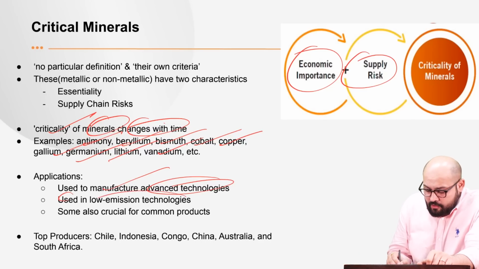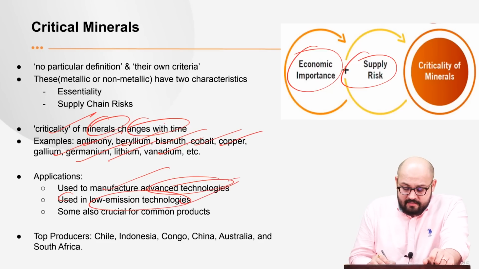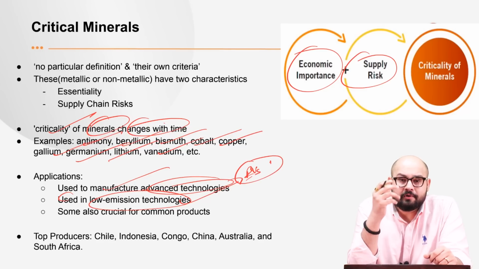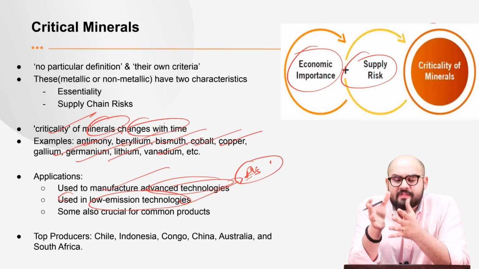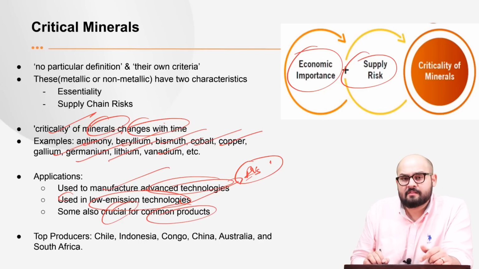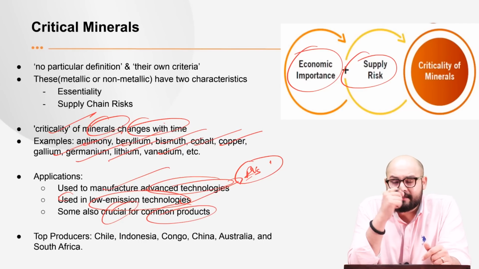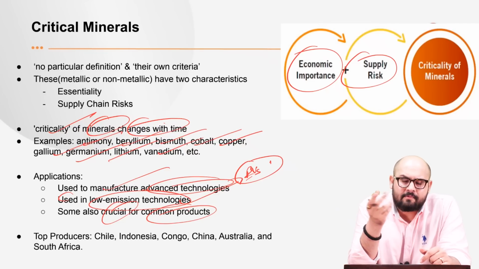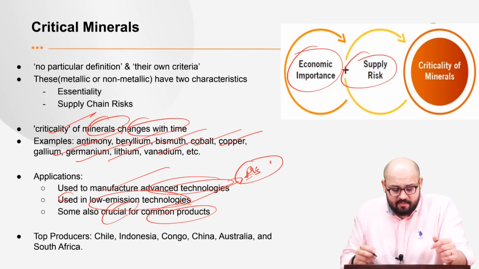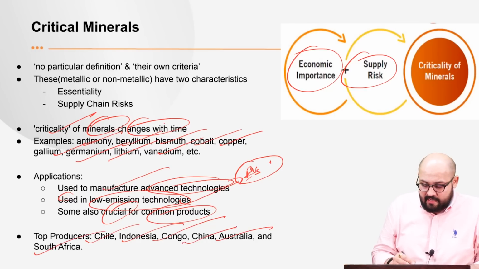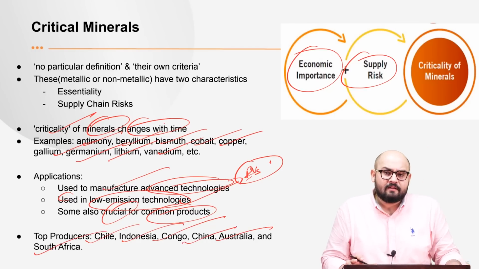Next is, it is used in low emission technologies. We have got the electric vehicles, the solar panels, the wind turbines. So these are being increasingly used. A good amount of critical minerals are used in these low emission technologies. Then it is also crucial for some common products. Let's take the case of stainless steel. It contains a bit of chromium, right? So it is also used in some of the common products, and in normal electronic products. Now, the top producers when it comes to the critical minerals are Chile, Indonesia, Congo, China, Australia, and South Africa.